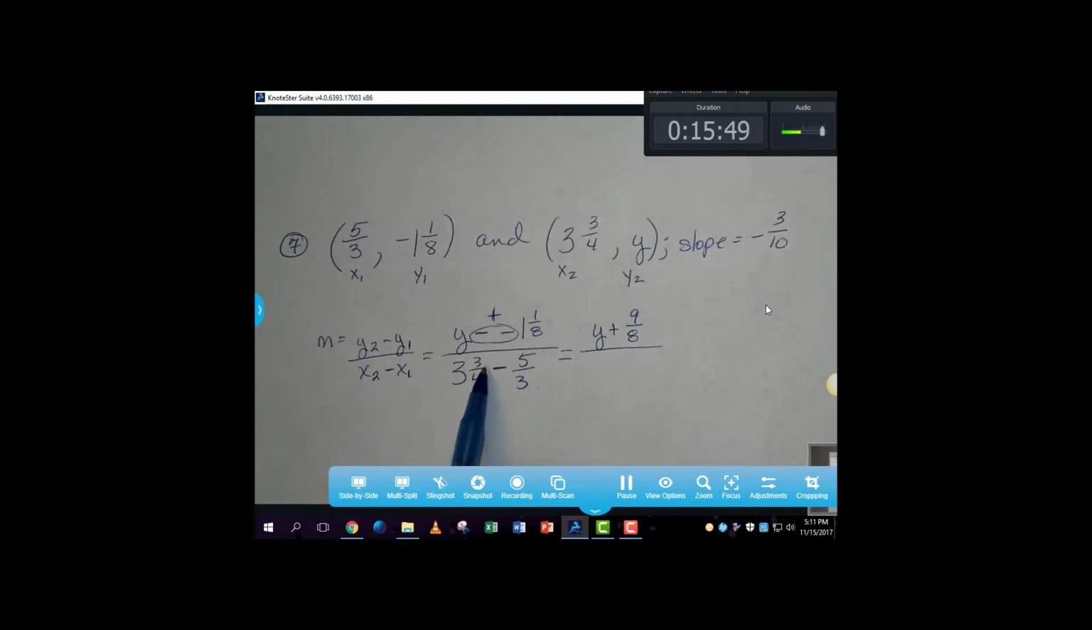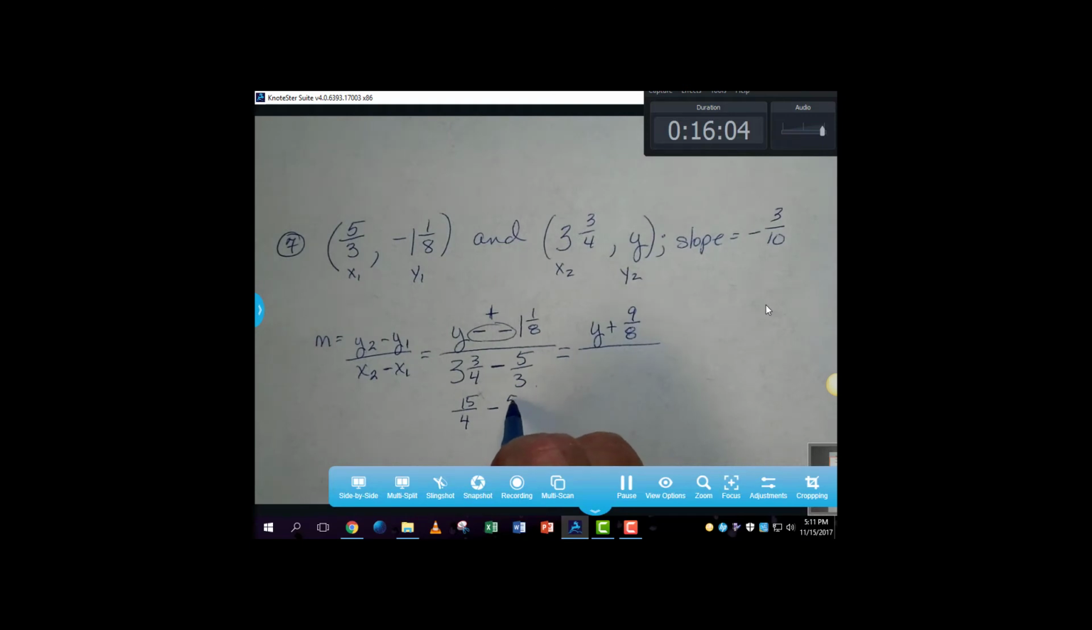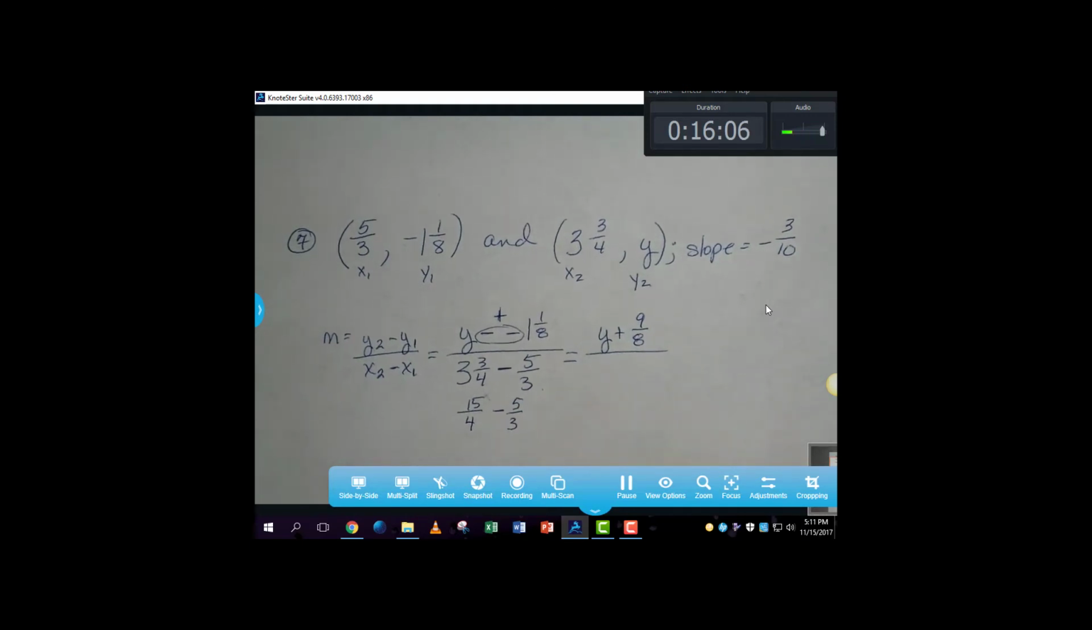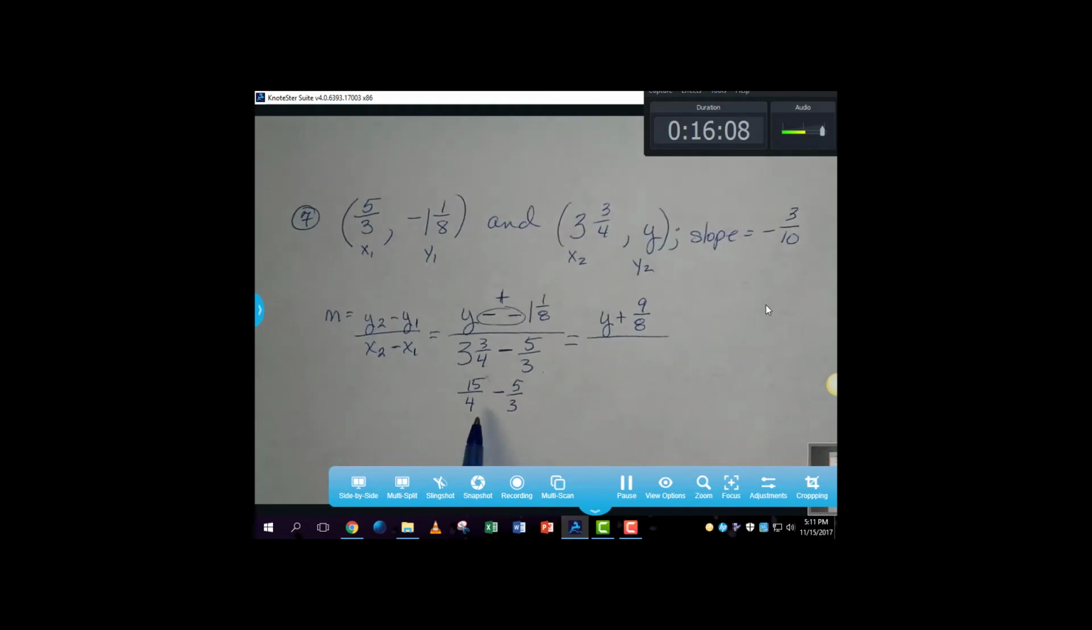alright, over here I'm going to simplify this. Of course, if you're using the calculators in the classroom, that's pretty easy. But I'm going to have 4 times 3 is 12, 13, 14, 15. This is going to be 15 over 4 minus 5/3. Then I need to have a common denominator. My common denominator is going to be 12. So I'm going to turn that into a 12 by multiplying by 3. What I do to the denominator, I do to the numerator.